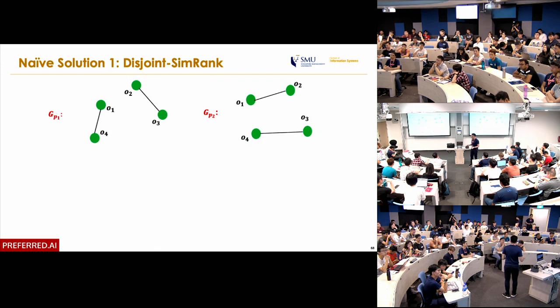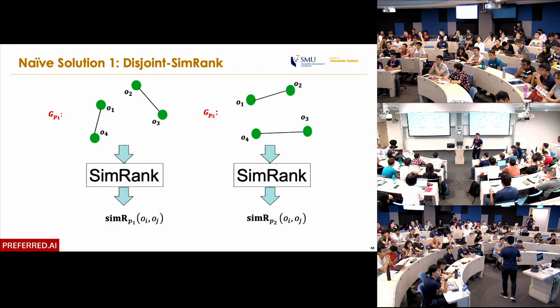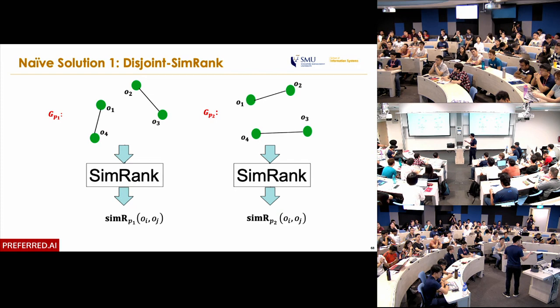So we thought of a way to use SimRank to solve our problem. This is our multiple similarity graph. The simplest way is to just use SimRank on each of these graphs directly, so that you can produce a similarity measure for each perspective.